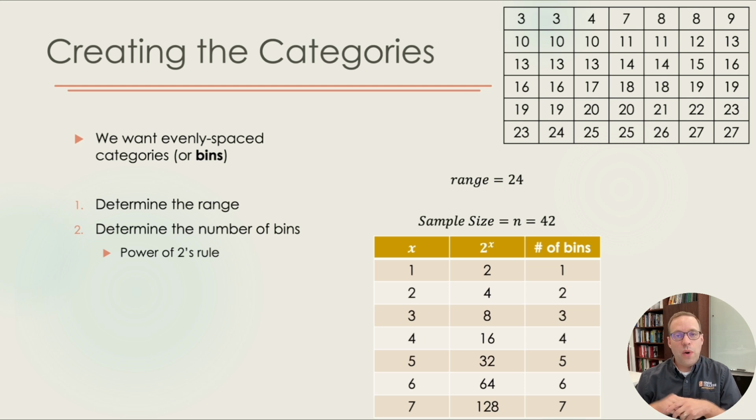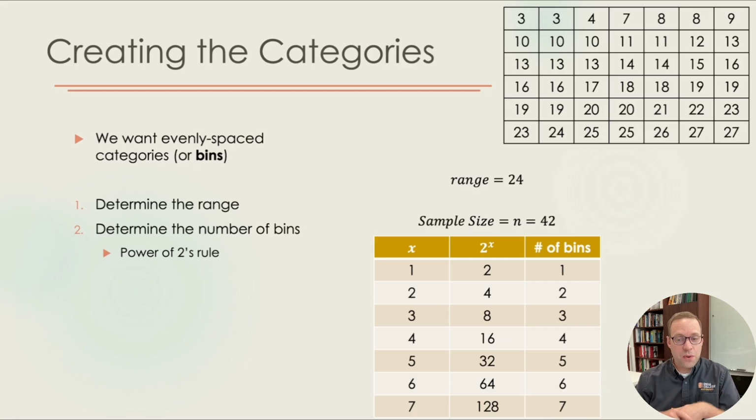Now, whatever that power is, that would be the number of bins you have. So 2 to the power of 1 is 2. If that's going to be our choice, then we're going to have 1 bin. 2 to the power of 4 is 16. If we have 16 data points, we're going to have 4 bins. Okay, that's the key. Take your sample size and compare it to all these powers of 2. So in the powers of 2, we have 2, 4, 8, 16, 32, 64, and so on.